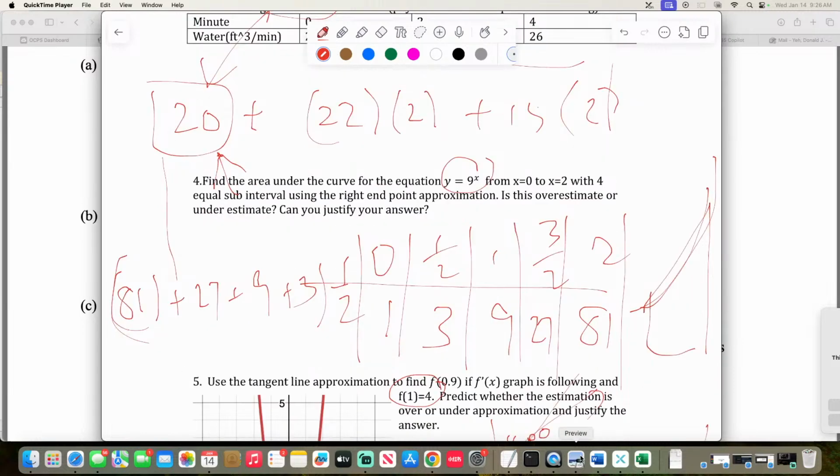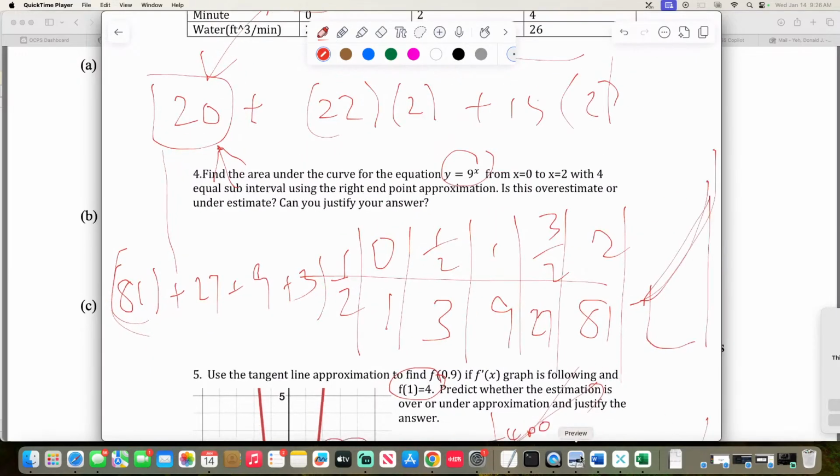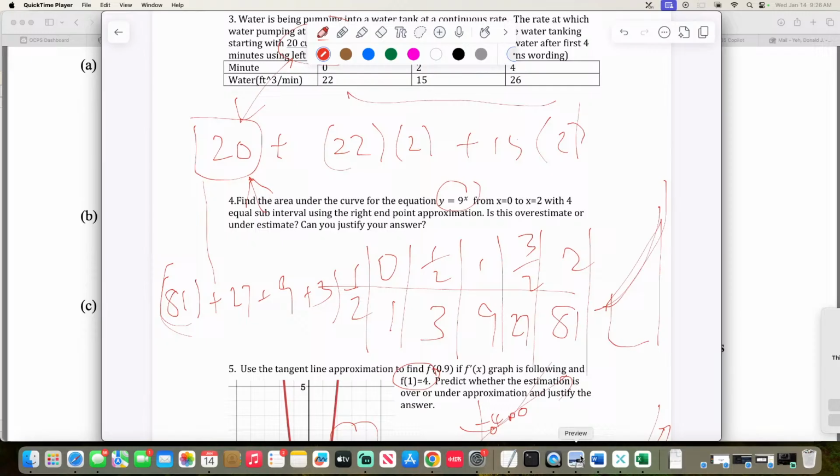I like this question personally because I can ask so many questions here. I can ask if you know how to build a table. You also understand 9 to the x is exponential, so it's concave up. So you can say that's going to be 1/2 times 81 times 27 times plus 9 plus 3. So it's going to be 1/2 times all this value.